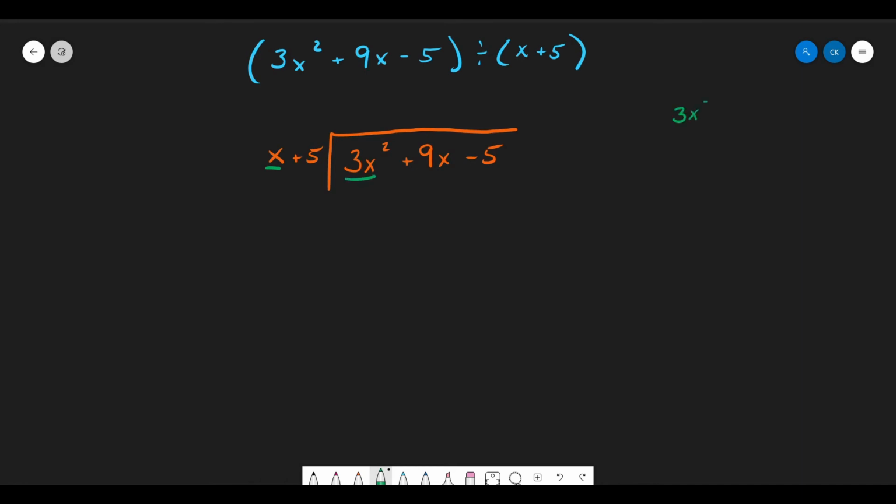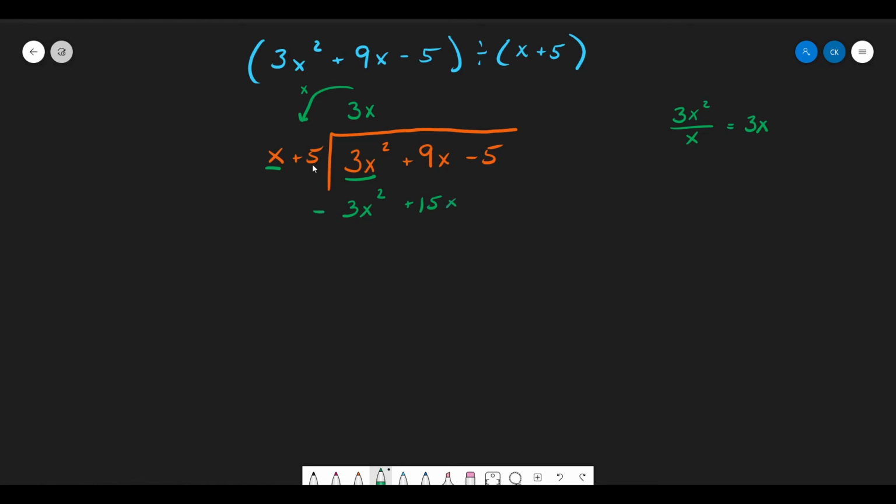Okay. I'm going to take my first term and my first term, and I'm going to divide it. So it's 3x squared divided by x. 3x squared divided by x, that's going to get me 3x. So on top, I put a 3x. I'm now going to take that 3x, and I'm going to multiply it by everything here. 3x times x is 3x squared plus 3x times 5 is 15x.